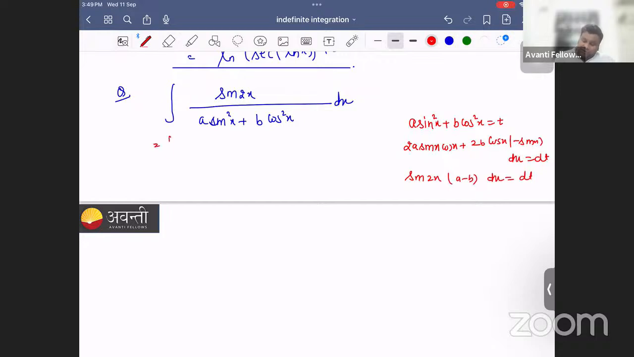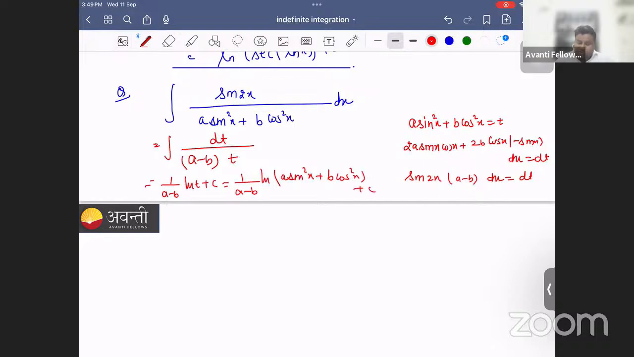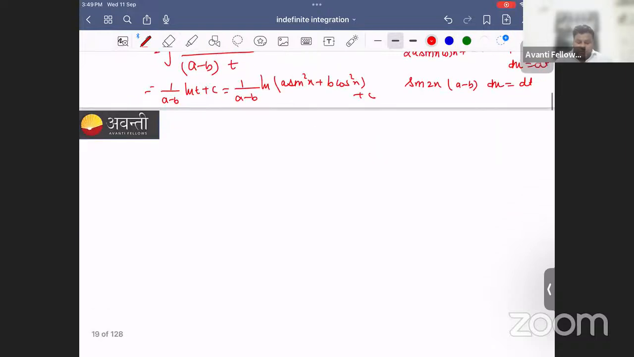So this question became what? Sin 2x dx will be dt upon a minus b into t. So that is 1 upon a minus b ln t plus constant. That is 1 upon a minus b ln of t, which is a sin square x plus b cos square x, plus constant. Got it? Very good question.